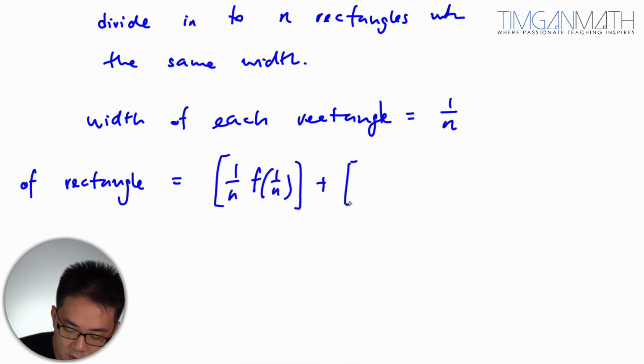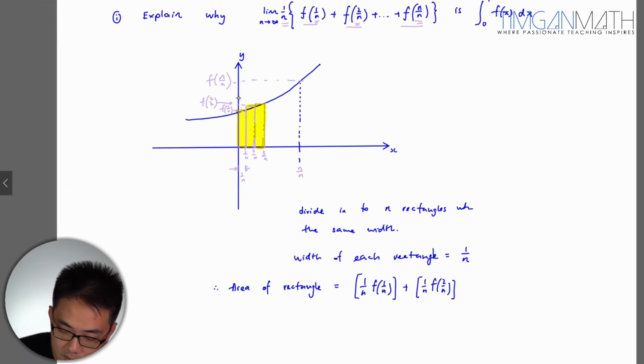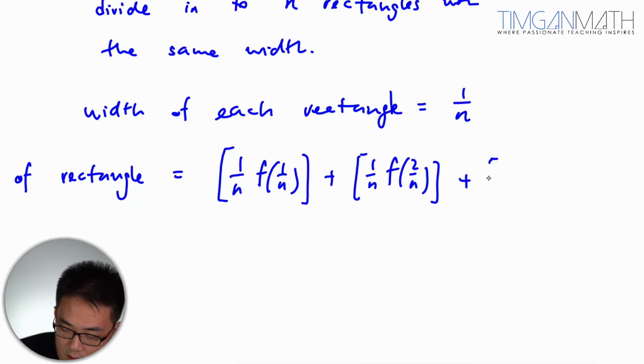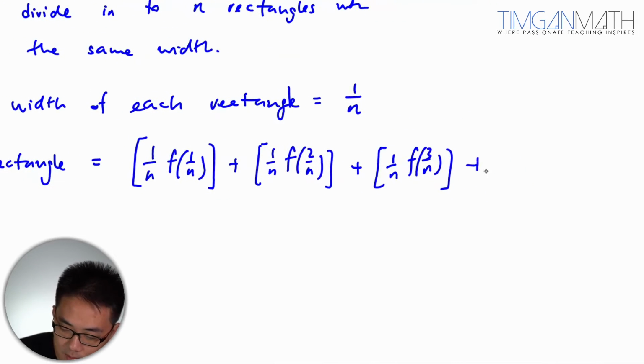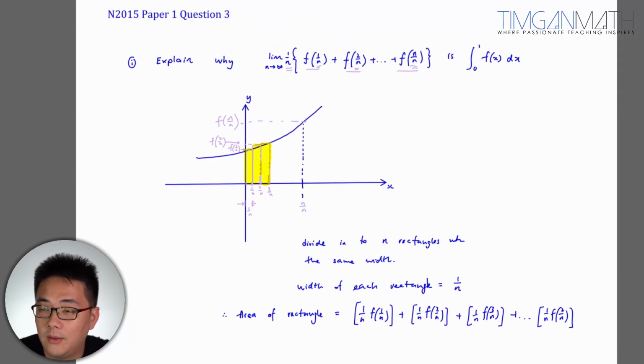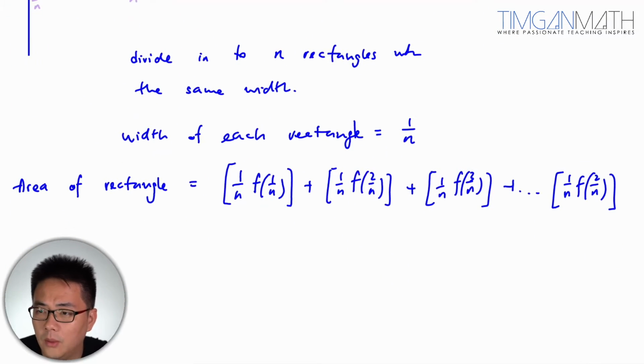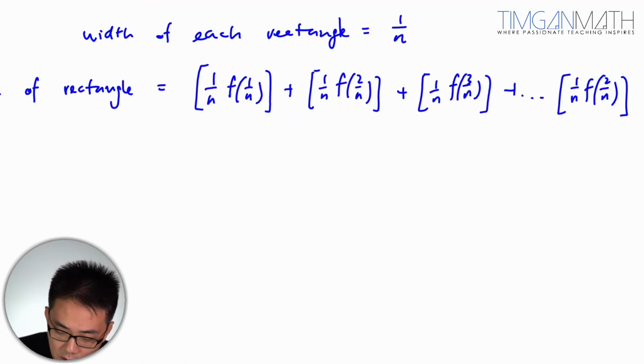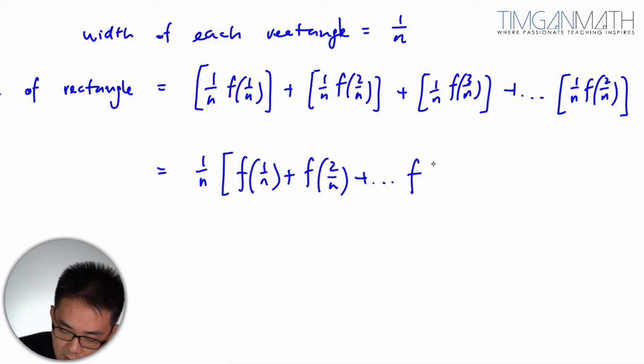Then the second rectangle is 1 over n times f of 2 over n, which is this one here. The third rectangle is 1 over n times f of 3 over n, until the last one, which is 1 over n times f of n over n. Now we can express the total as 1 over n times f of 1 over n plus f of 2 over n, all the way to f of n over n.